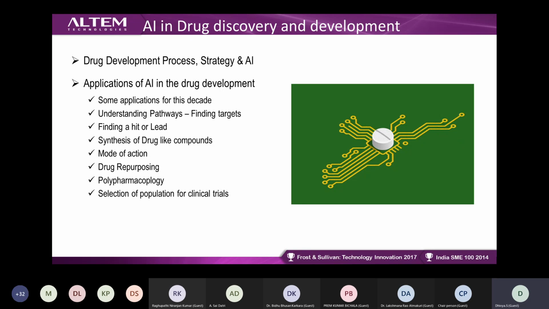And the mode of action, whether it is agonist, partial antagonist or totally antagonist, that kind of mode of action you can decide and predict by using this technology. Drug repurposing, we are in a pandemic, and even now we are not across it. Drug repurposing for different diseases, which drug we have to use for which disease, including polypharmacological activities, understanding polypharmacology and how we can use it, and the selection of population for clinical trials. And I would like to include personalized medicine also over here.